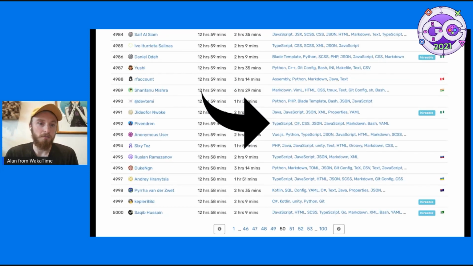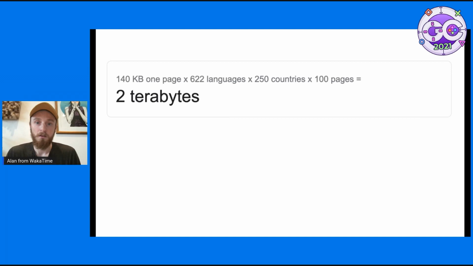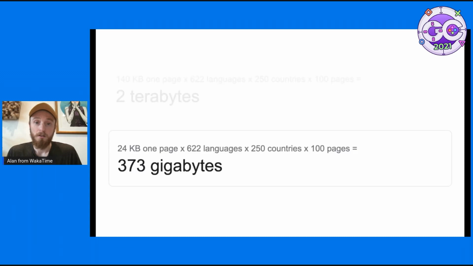We can't just cache the main leaderboard, however, because we have permutations of the leaderboard by language, by hireable badge, by country flag, and we have up to 100 pages of each of these permutations. Each permutation is about 140 kilobytes, times 622 languages, times 250 countries, times 100 pages. That's a total of 2 terabytes of data that we have to cache.